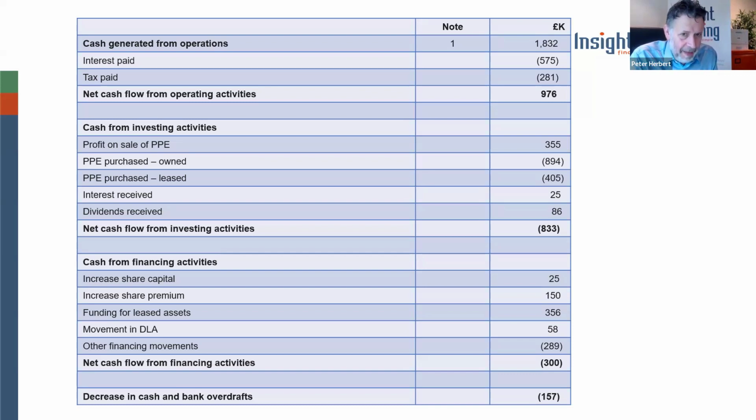Now, two spring to mind here. First of all, we've got the reference under the investing activities cash flows to profit on sale of PPE. Now, of course, profit on sale of PPE is not a cash item.